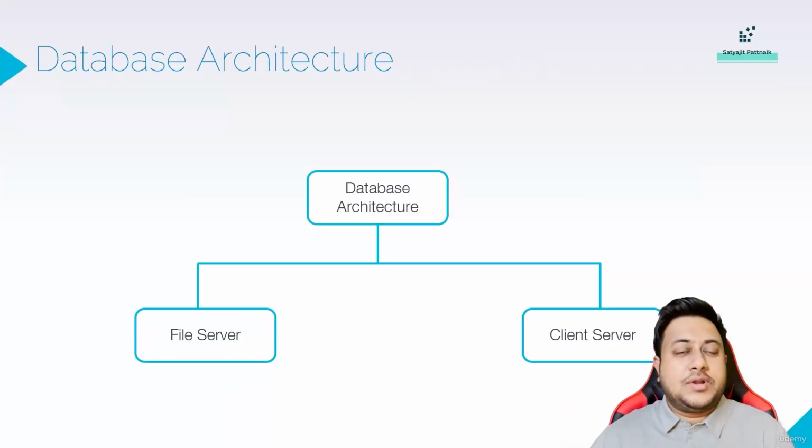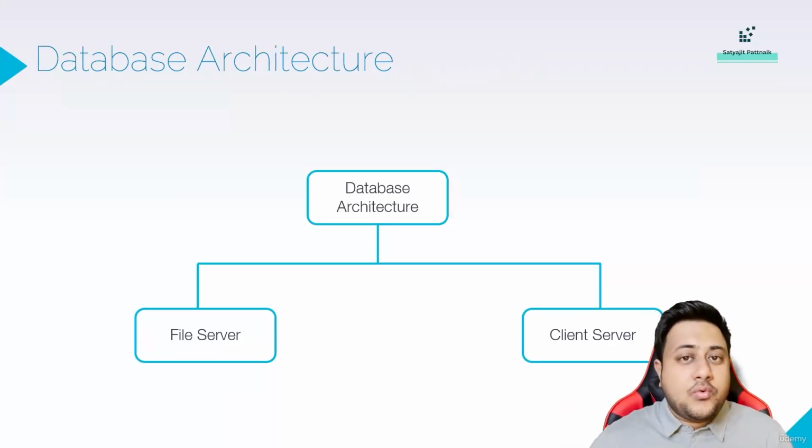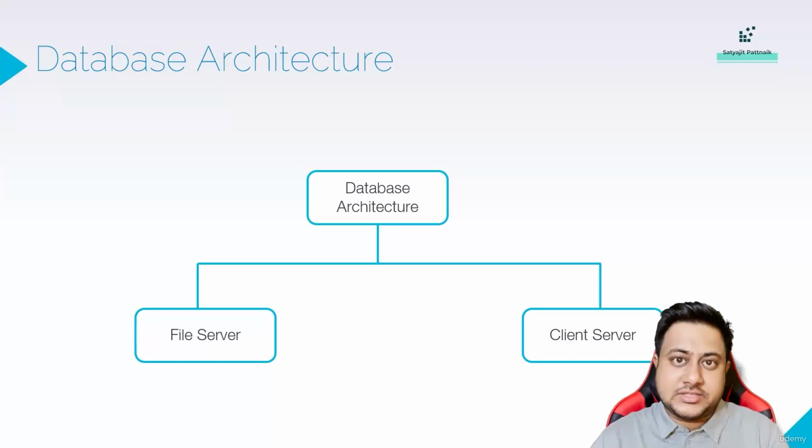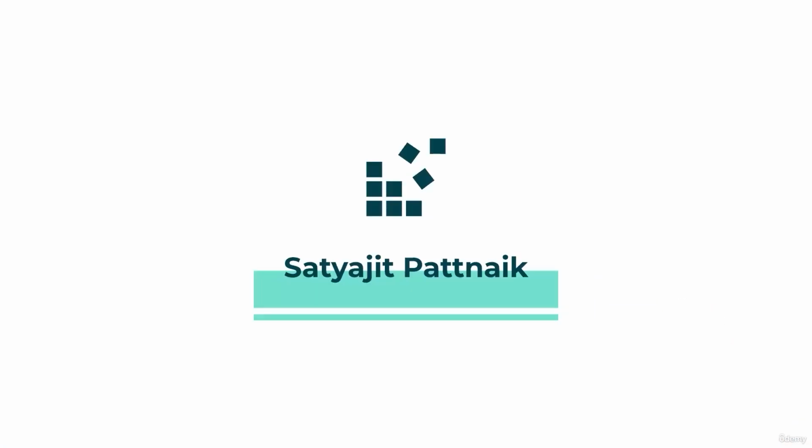Okay. So database architecture is overall of two types. One is going to be your file server and one is going to be your client server. So we shall be learning each one of them in the next video. Thank you.